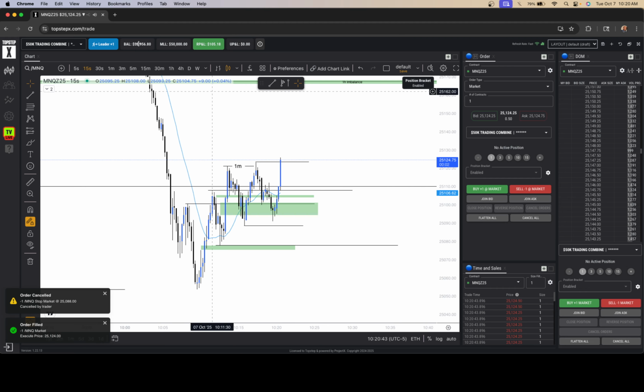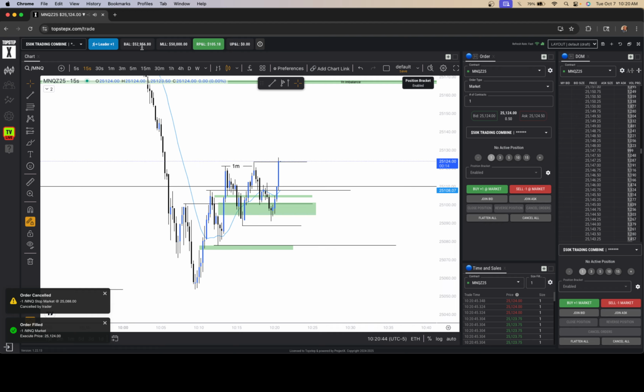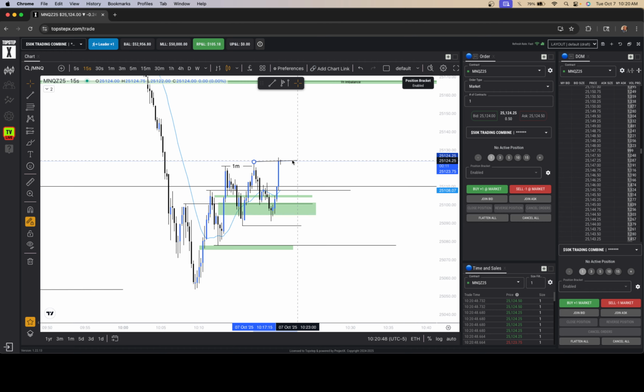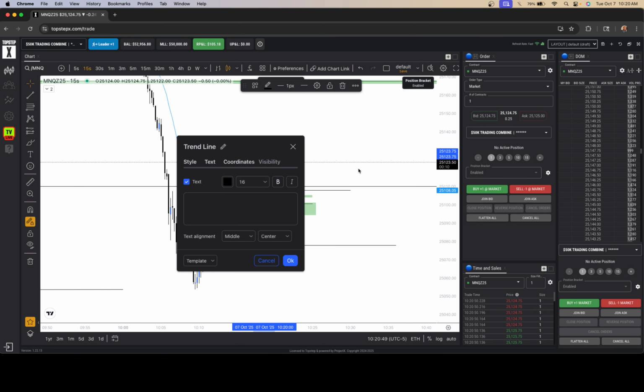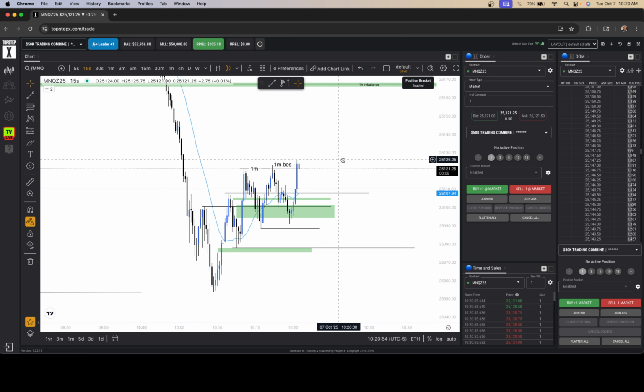Order filled. I'm gonna exit out. We have $44 left now to pass this account. We got a 1 minute break of structure right there.